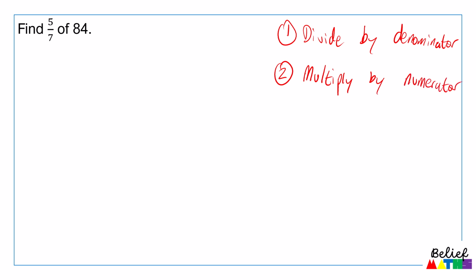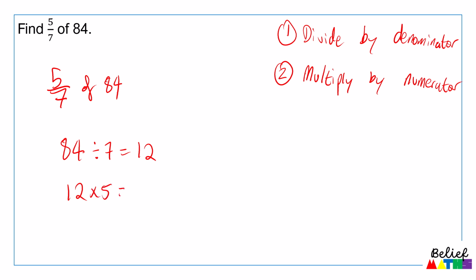So, to find 5/7 of 84, we're going to do 84 divided by 7, which gives us 12, and then we do 12 times 5, which is 60. Therefore, 5/7 of 84 gives us an answer of 60. So remember, fraction of an amount: divide by the bottom, the denominator, and multiply by the numerator, or the top.